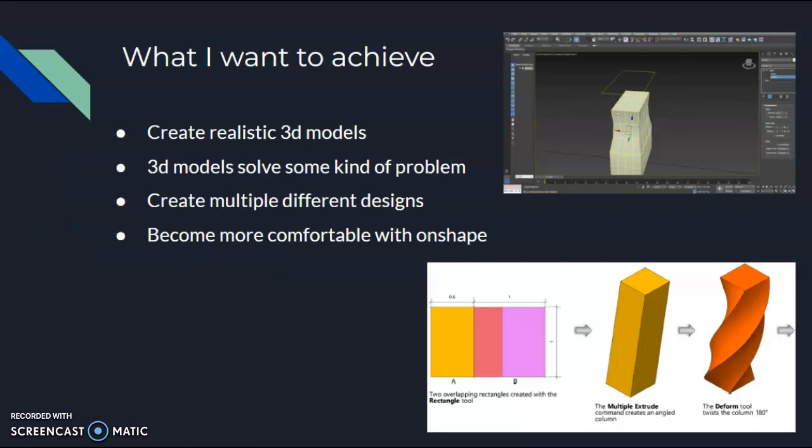So what I want to achieve in this project would be to create a realistic 3D model that would solve some kind of actual real life problem, create multiple different designs to help solve those problems, and just become more comfortable with Onshape and the whole 3D modeling process.